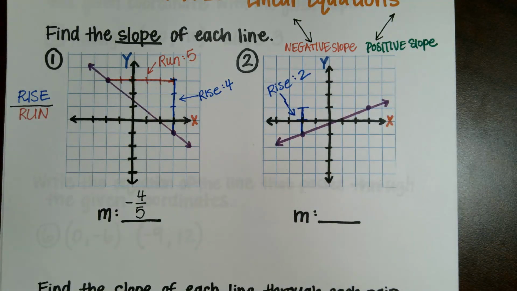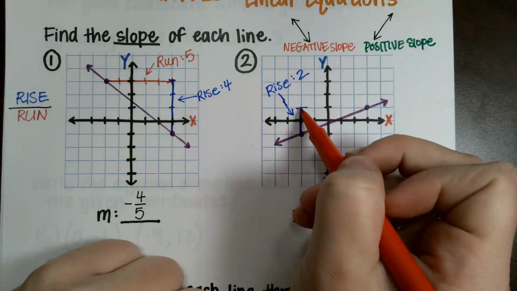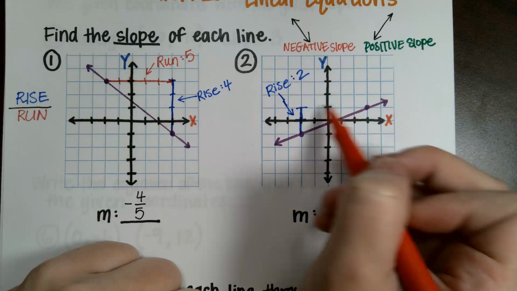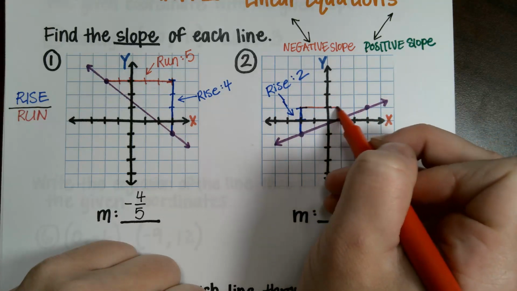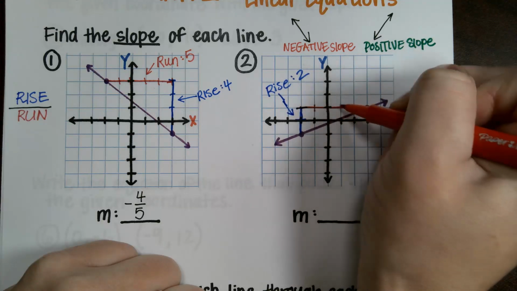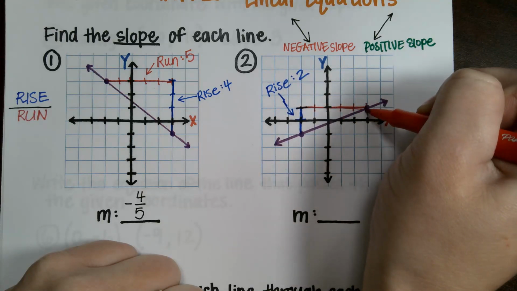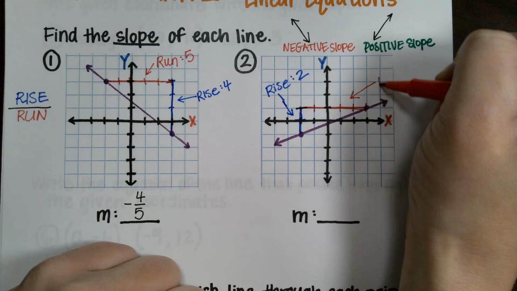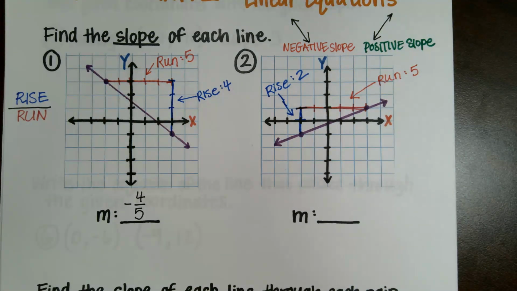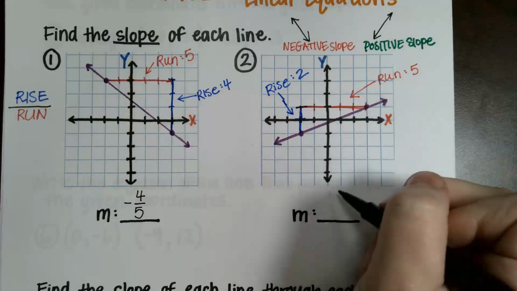All right. And how am I going to find my run? Over. Yeah, I'm going to count from where I stopped over to see what my x distance is, my run. So I'm going to just draw this line and then we'll count. 1, 2, 3, 4, 5. So my run is 5. Now, is this slope positive or negative? Positive. Good. So what's my slope? 2/5. 2/5.